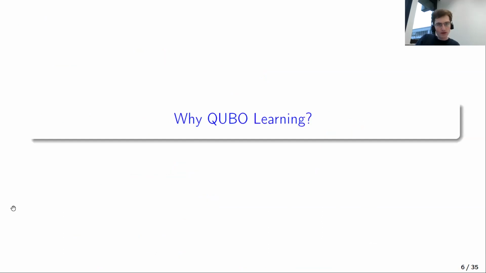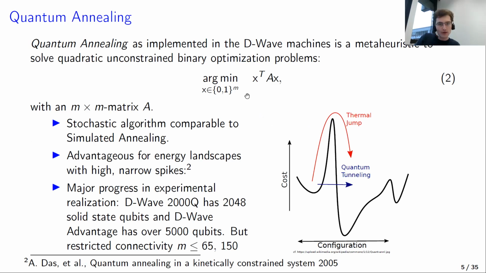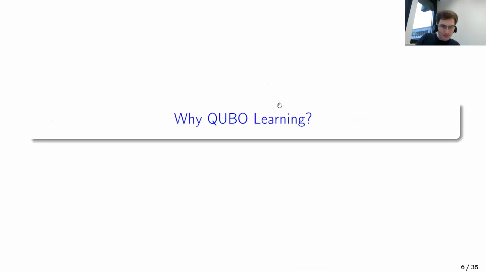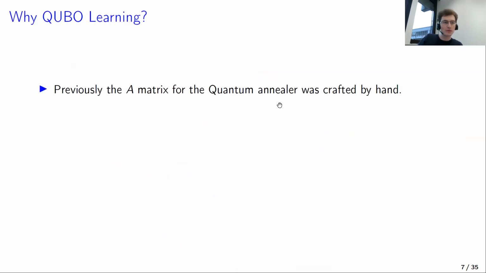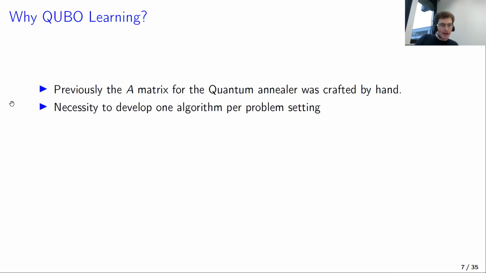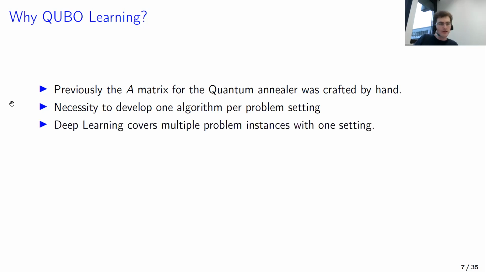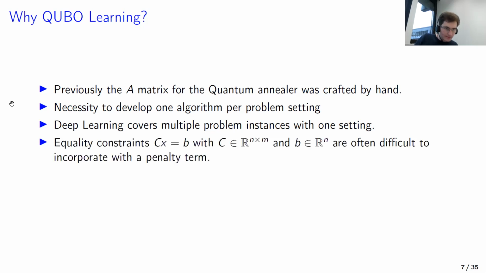What we did in this work is we wanted to build a neural network that learns this matrix A. And what is the motivation for this? Previously, if you had some computer vision problem or some combinatorial optimization problem, you would craft this matrix A by hand, and then you would have to develop one algorithm per problem setting. If you apply deep learning to this problem, then you could have a method where you only need training data and then you get your A matrices.